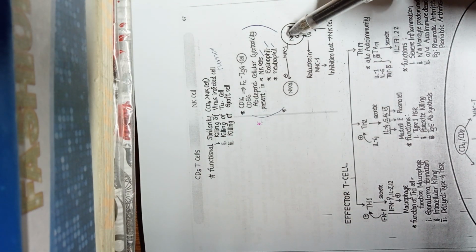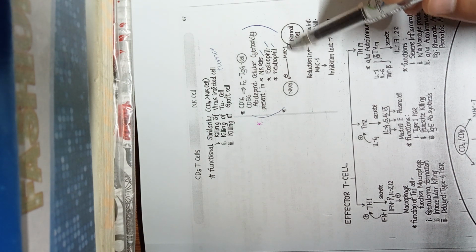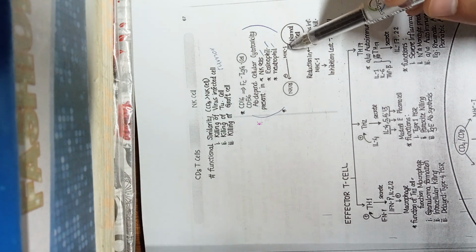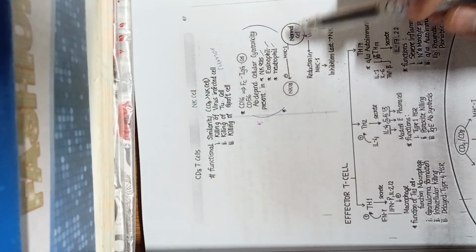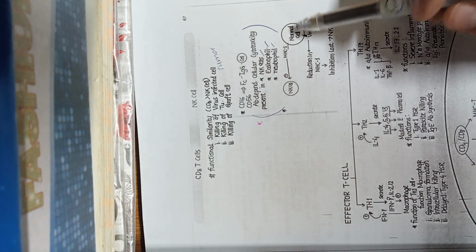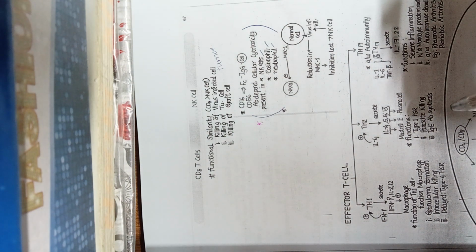This was a normal cell. When it was infected by a virus, there is a reduction in MHC1, and when there is reduction in MHC1, natural killer cell will be activated and will eat this cell.